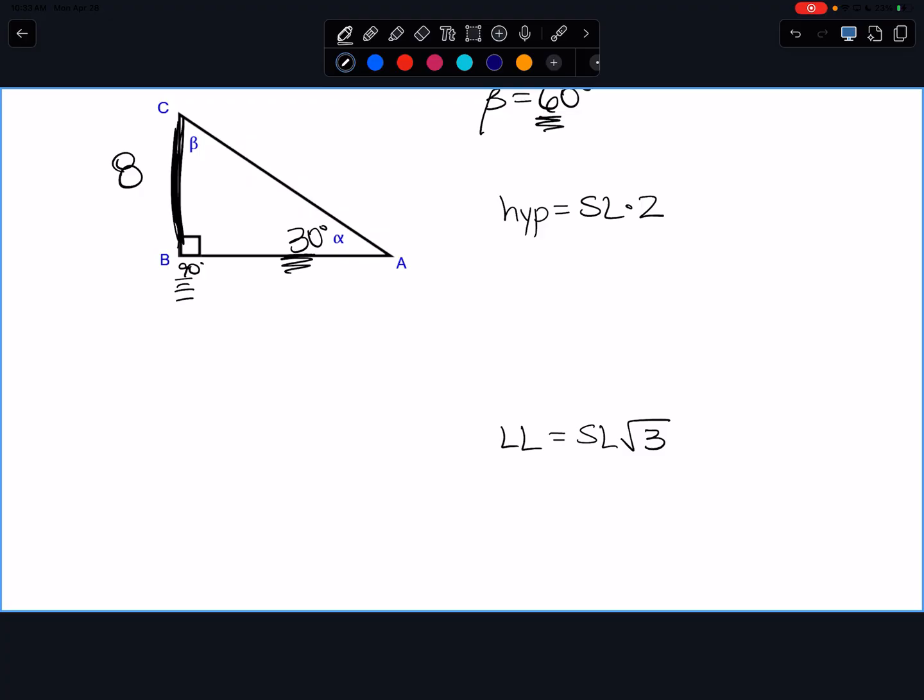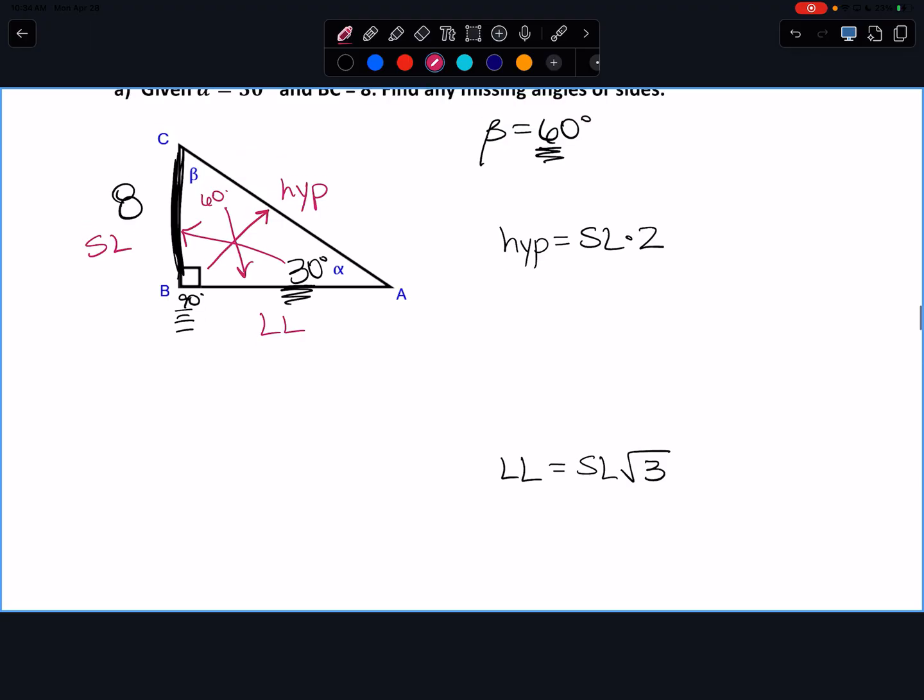All right, so we found the missing angle. I'm now going to label the side across from the 30 as short leg. The side across from the 90 is always hypotenuse, so this is going to be across from 60, which we're going to call long leg. So which side is the hypotenuse? That is CA or AC.